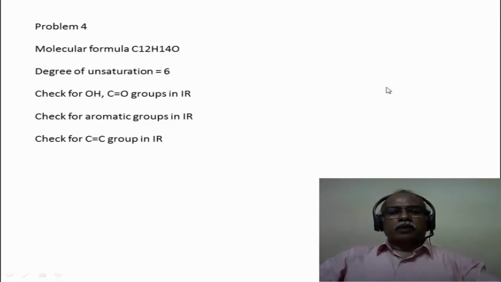Problem number 4, the molecular formula is given as C12H14O. The degree of unsaturation for this molecular formula is again 6, so it could be again an aromatic compound. Because of the presence of oxygen, one should check for the OH functional group and a carbonyl functional group, whether it is present or absent. One can easily check in this particular case.